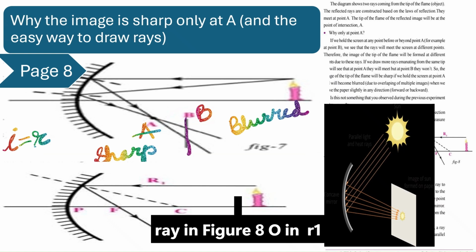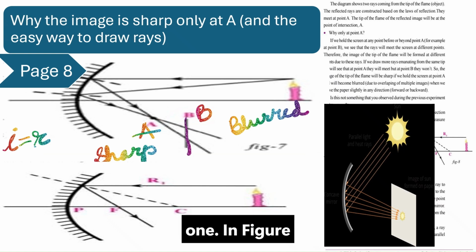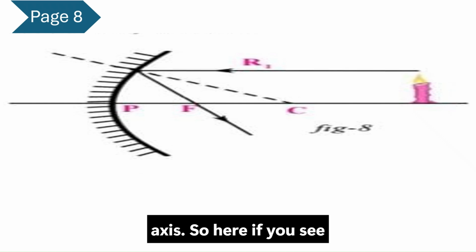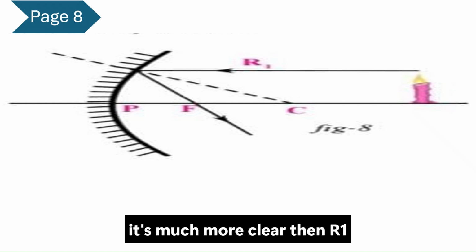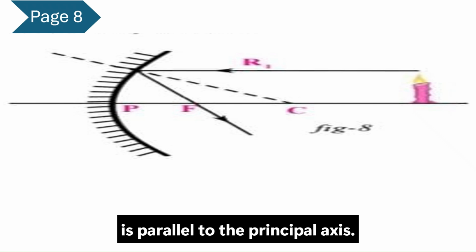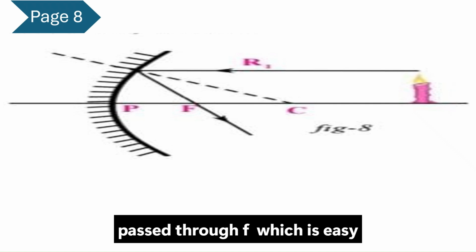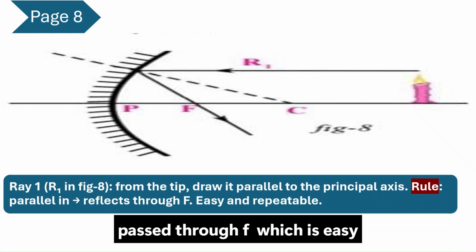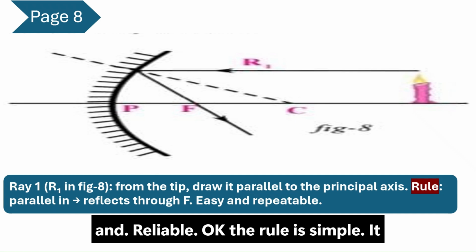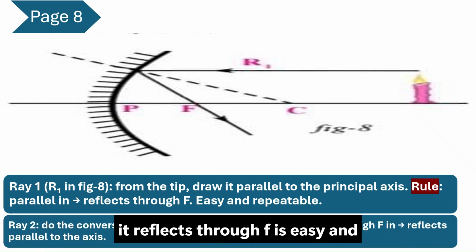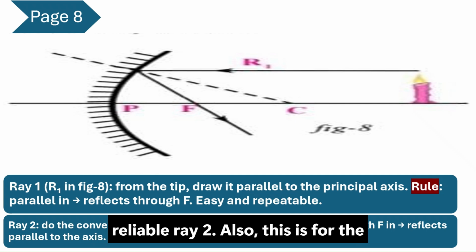So in figure 8, from the tip, when you draw R1 parallel to the principal axis, here it's much more clear. When ray R1 is parallel to the principal axis, it reflects and passes through F, which is easy and reliable. The rule is simple. When it is parallel to the principal axis, it reflects through F. It is easy and reliable.